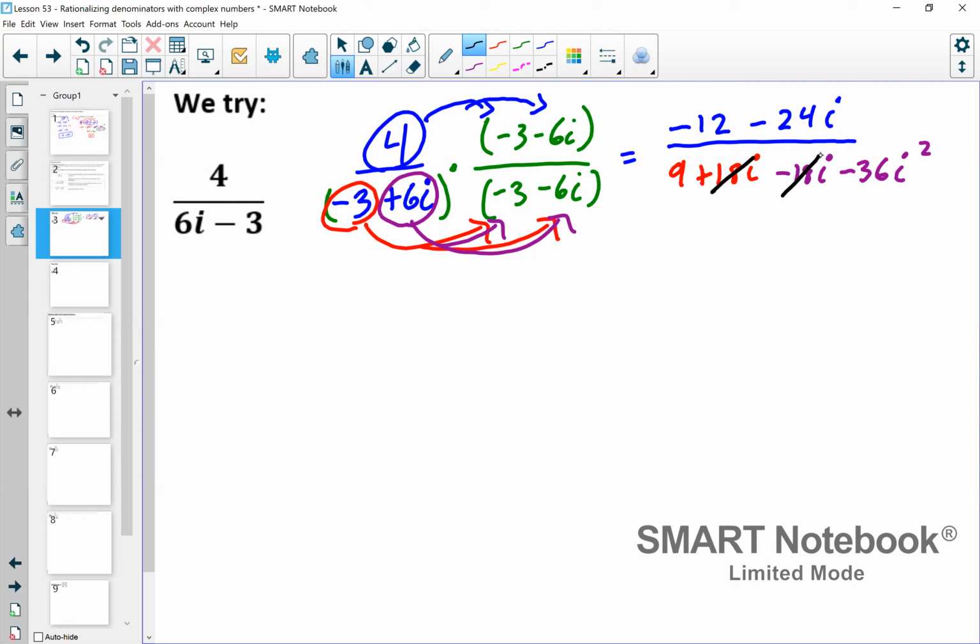Did you notice what else we have to do? I hope you did, because the other thing that we still have to worry about over here is, well, what do I do about this negative 36i squared? Can't leave i squared like this. i has to be to the first. So i squared is equal to -1, and a negative times a negative becomes positive 36. Nothing's going on with that 9. So do 9 plus 36. And our numerator is going to stay as it is. Nothing happened with it yet.